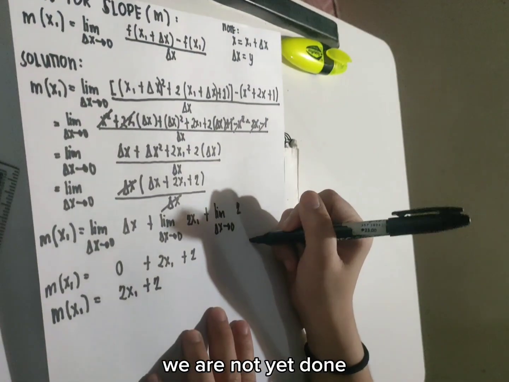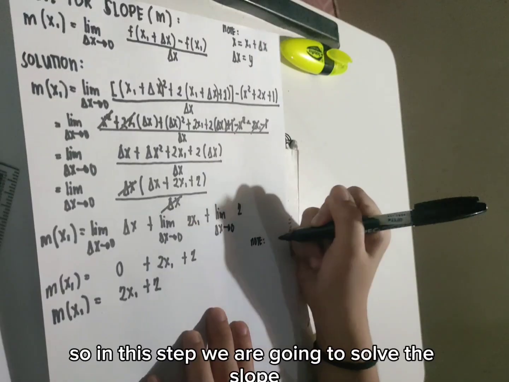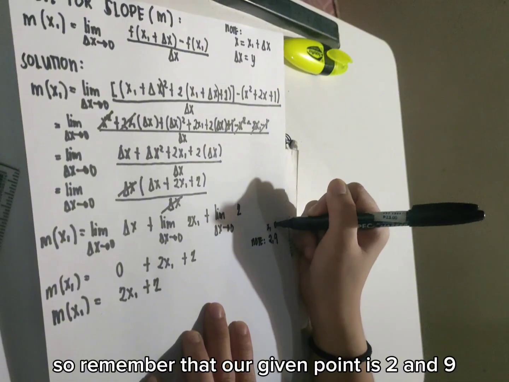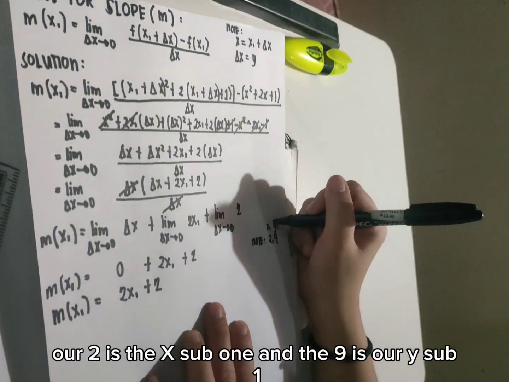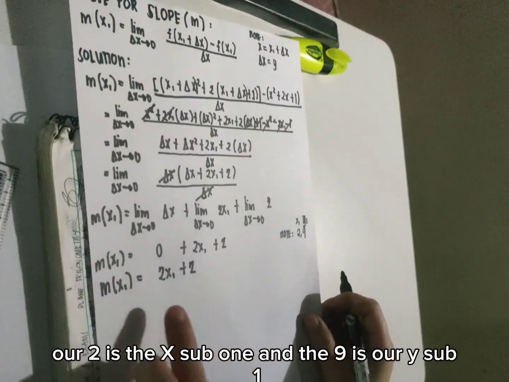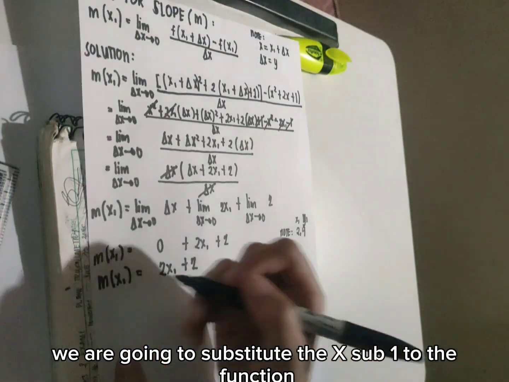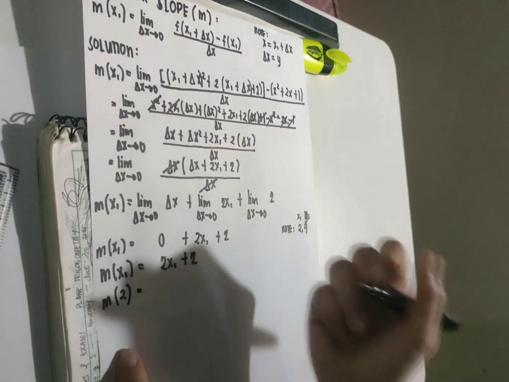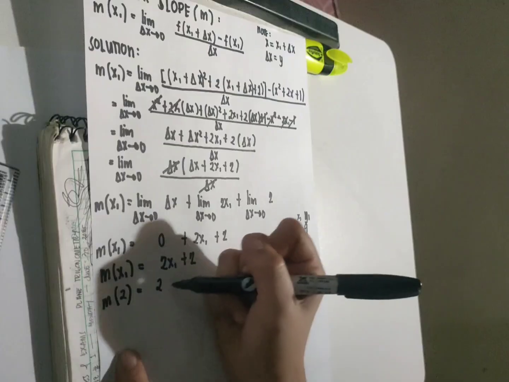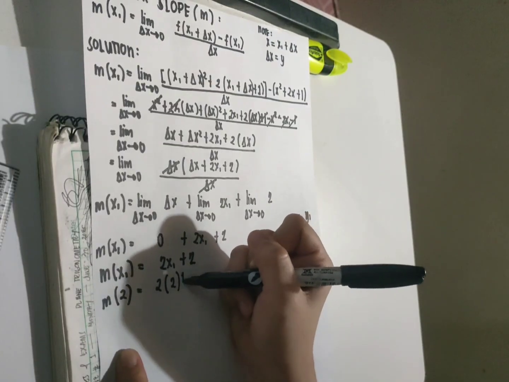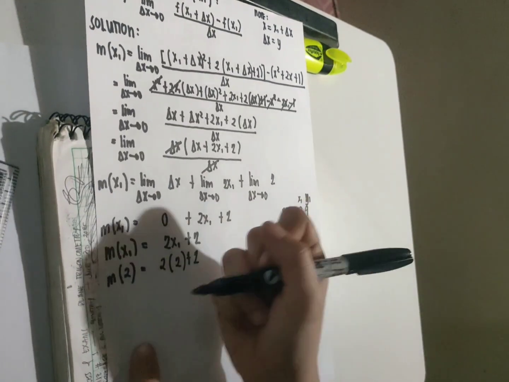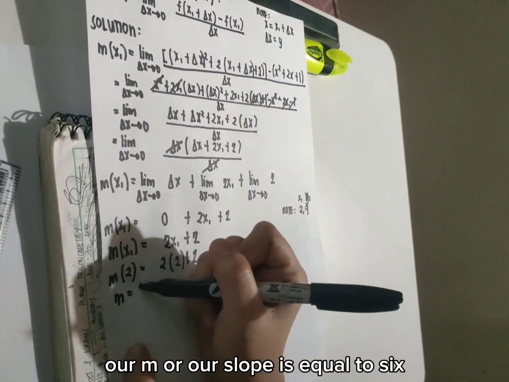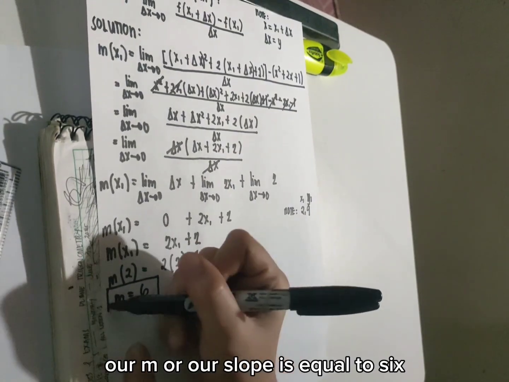We are not yet done, so in this step we are going to solve the slope. So remember that our given point is 2 and 9. Our 2 is the x sub 1 and the 9 is our y sub 1. So we are going to substitute the x sub 1 to the function. And if we solve it, our m, or our slope, is equal to 6.